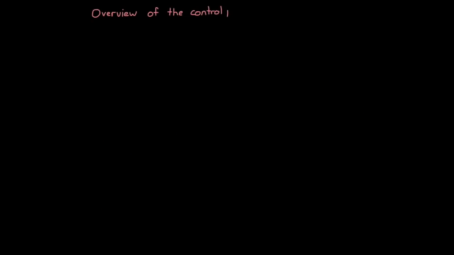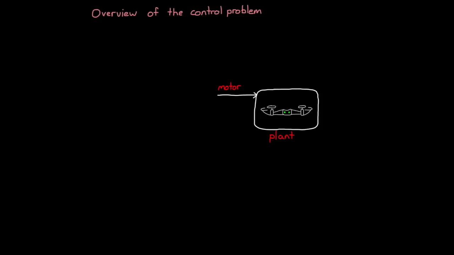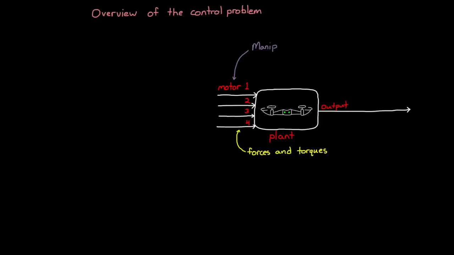Now we can talk about the overview of the control problem. We have our plant, the drone itself, and we have our 4 actuators that inject forces and torques into the system. So the question is, how do we inject the right inputs into our system so that the output is the result we want? That is, can we figure out a way to manipulate these 4 motors in a very precise way so that the drone can rotate and maneuver around in 3-dimensional space?